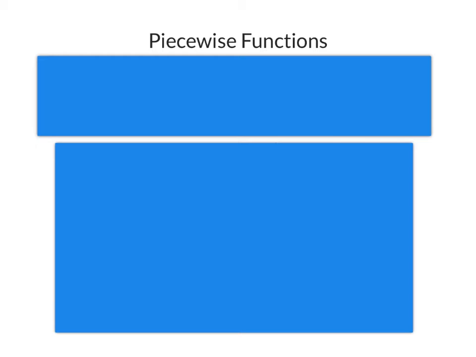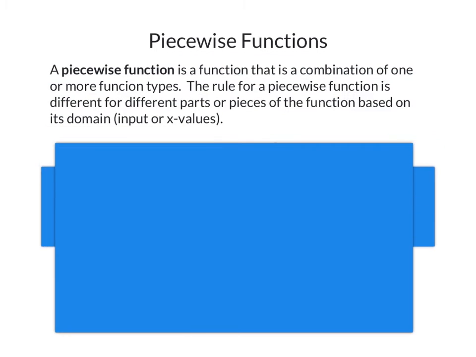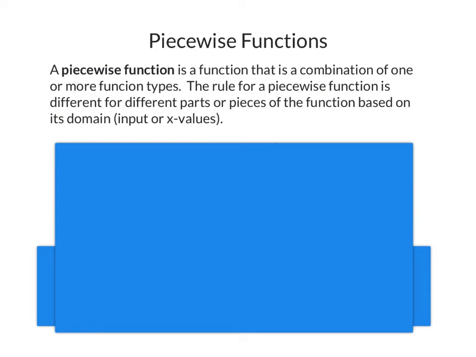Today we are going to learn about piecewise functions. A piecewise function is a function that is a combination of one or more function types. The rule for a piecewise function is different for different parts or pieces of the function based on its domain, or input, or x values.